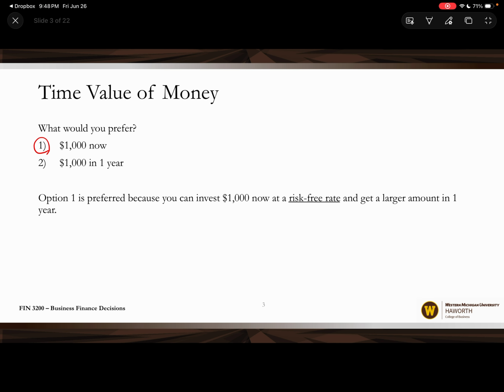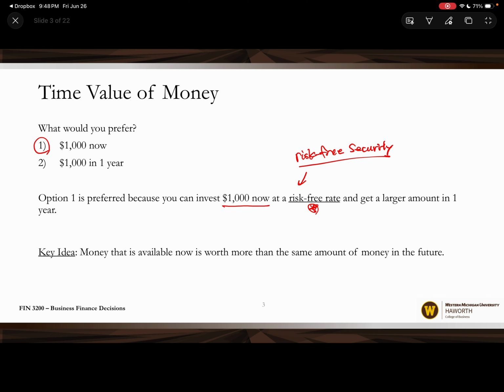Well, the answer here, which one do you prefer, should be, the first one is better, but why matters more. Option 1 is preferred because you can invest the $1,000 right now at something called a risk-free security. So you can invest at a risk-free rate and get a larger amount in year one. We'll talk about this soon.